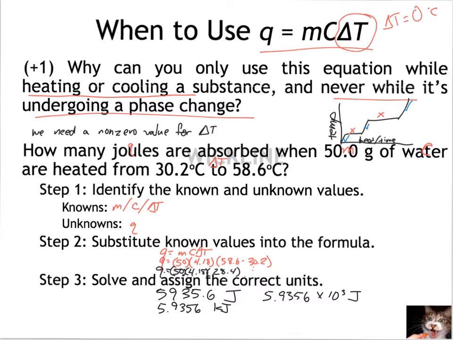So all of those are acceptable, and if the answer is really large, definitely consider reporting your answer in kilojoules or in scientific notation. And when you have a multiple choice, then you don't have a choice. You have to choose the one that's correct, and if they choose to express it in kilojoules or scientific notation, then that's their choice.